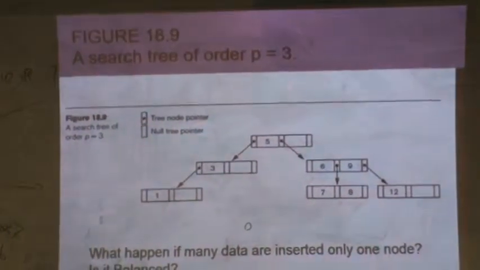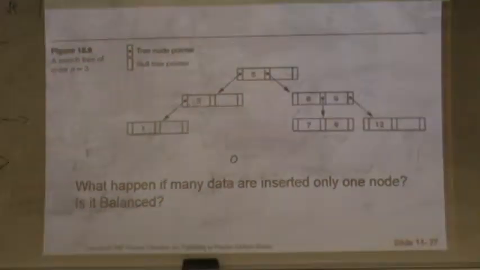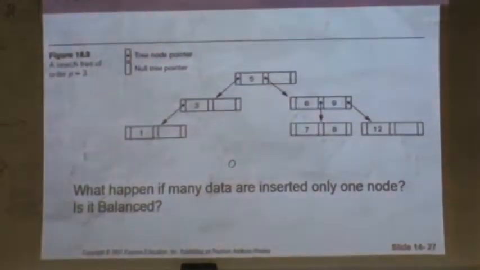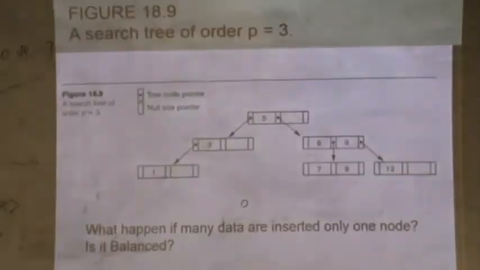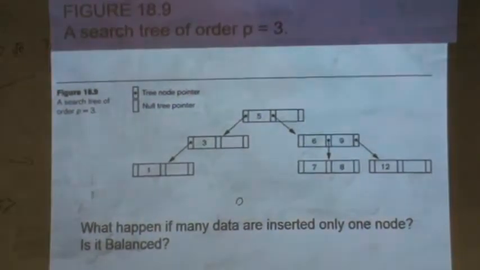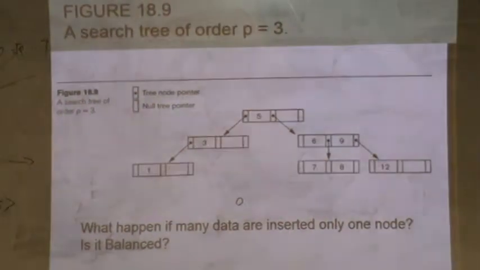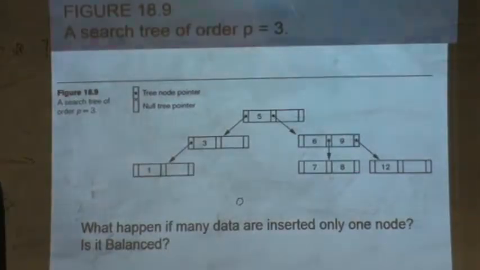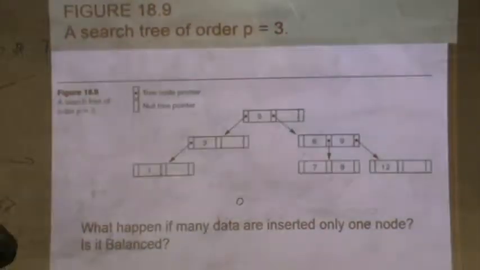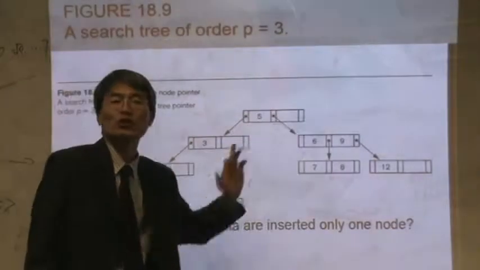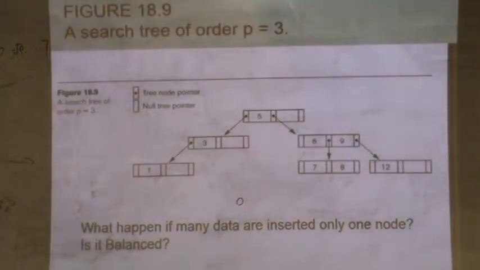P is equal to 3. What does that mean? P is equal to 3. P means 3, like the 3 level. Actually, the degree of each index node. How many children pointers? Okay, how many children?